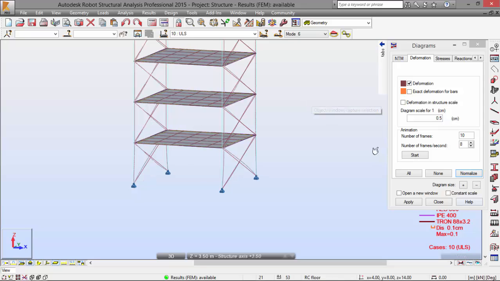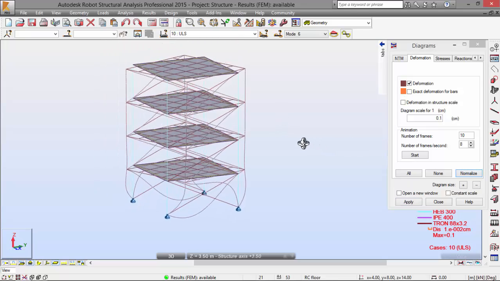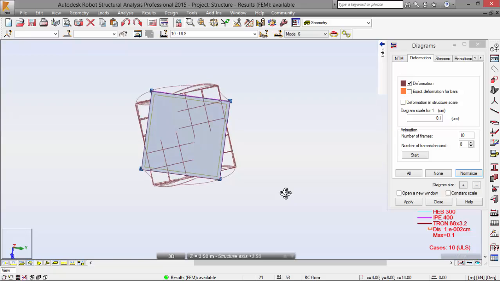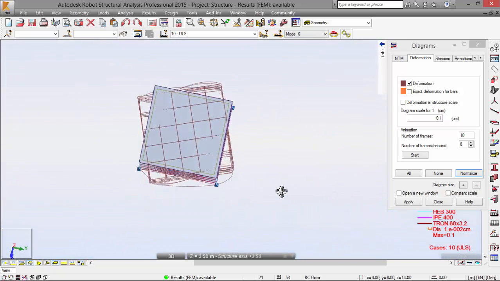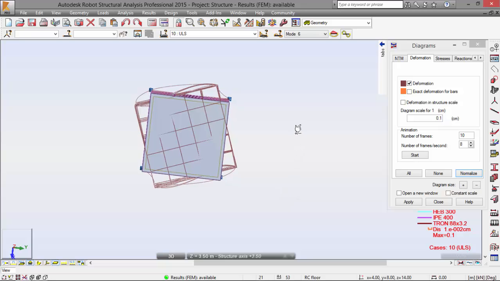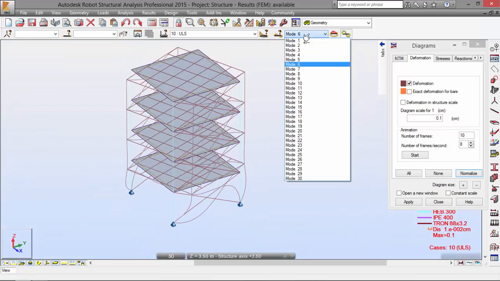This one, I guess it's global. Let me magnify this. Yes, it's a torsional mode, as you may see here. The structure is actually twisting in this direction, as you may see from here. So I would say that this is a global buckling mode.